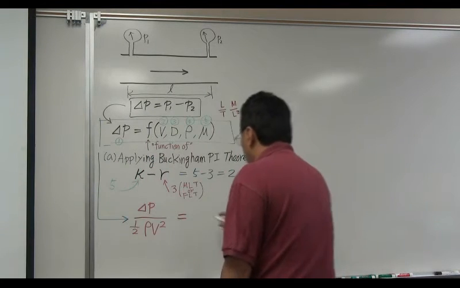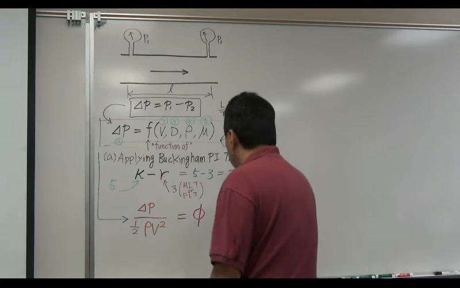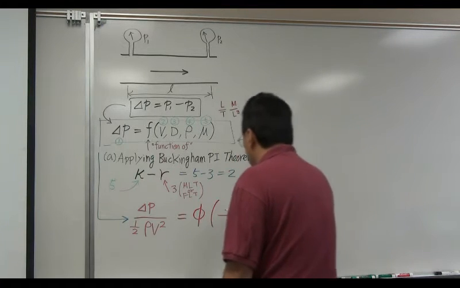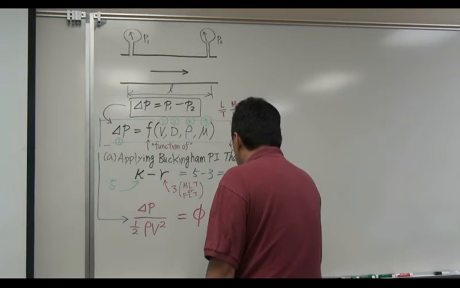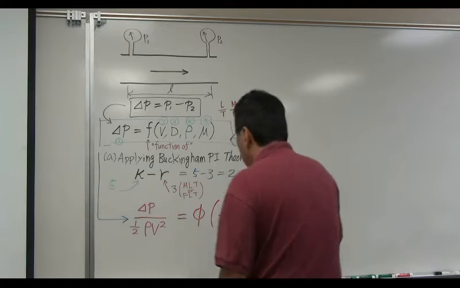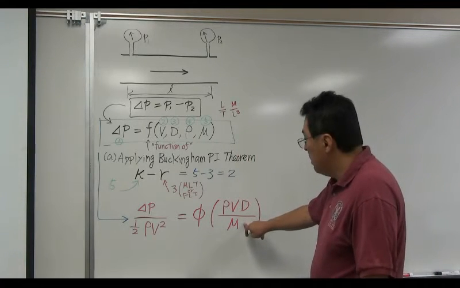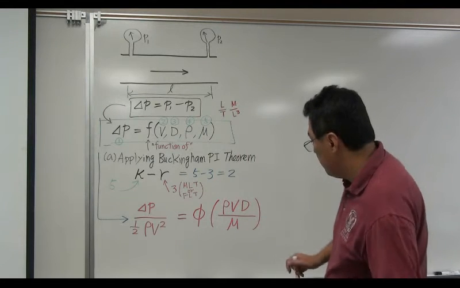This is a function of another thing. Let's combine density, velocity, diameter divided by viscosity. As you may know, this is something called Reynolds number. This one doesn't have units.